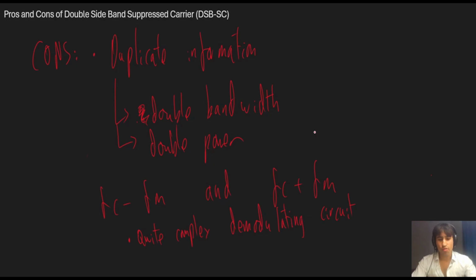Okay, so in this video we have looked at double sideband suppressed carrier, its equations, finding the bandwidth, its frequency graph, the power, and then we also looked at the pros and cons of the double sideband suppressed carrier.